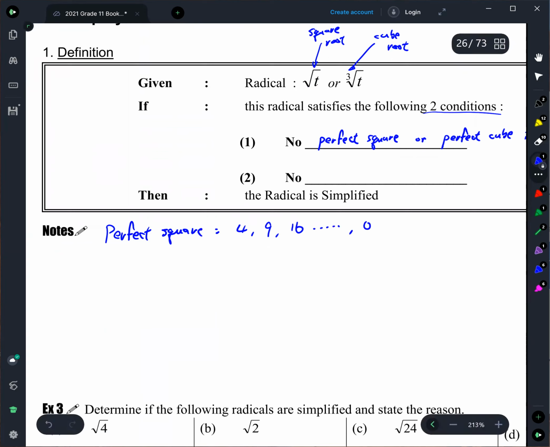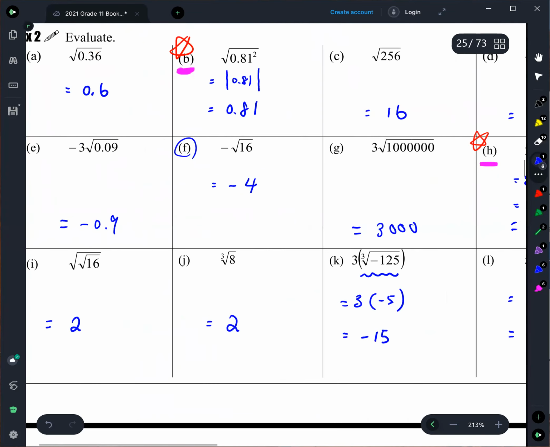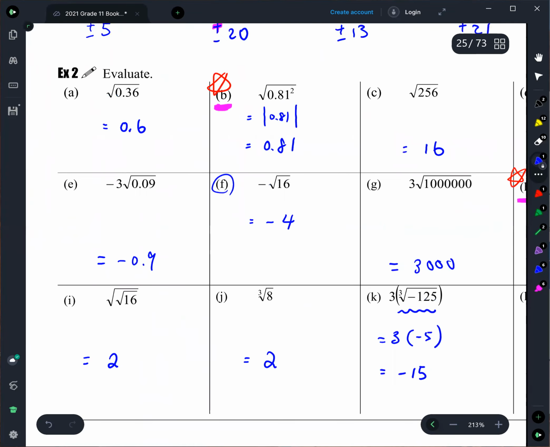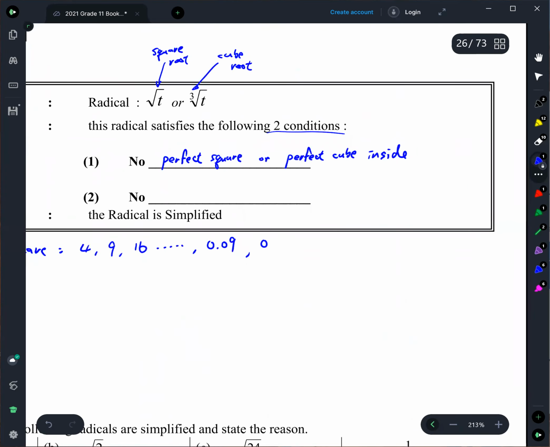For example, that you saw on last page, you could have 0.09, right? You could have what else? Do we have other decimals? That's also a perfect square. 0.36, right? Like question A, okay? So it's not limited to whole numbers, okay, etc.